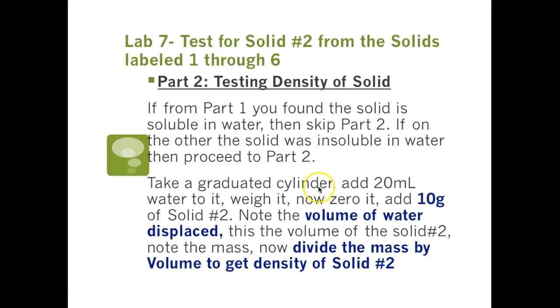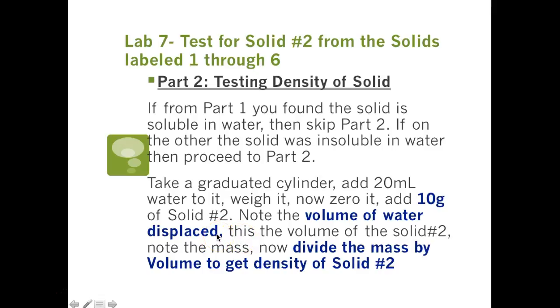So what you're going to do is take a graduated cylinder, and to that you'll add 20 ml of water and take the mass. Now then zero it and add 10 grams of the solid number 2. So if solid number 2 is not very dissolvable in the water, then the volume will rise in the cylinder, and note this new volume.